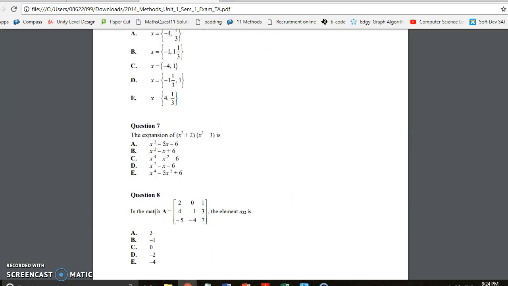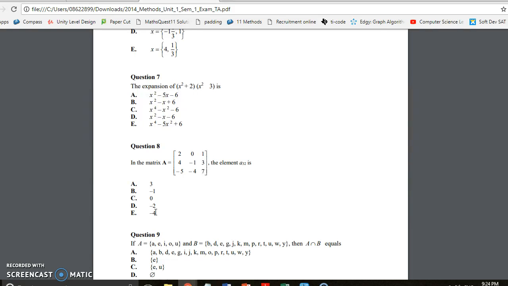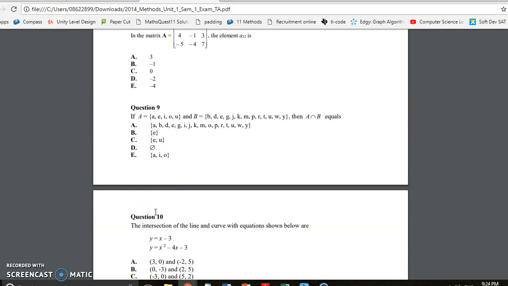Let's see. Skipping questions 7 and 8, we're going on to 9. We're told A is {a, e, i, o, u}, the vowels in the English alphabet, and then B just looks like some other random numbers. We want A intersecting with B, so we're after the overlap, what occurs in both of them. We know these are the vowels, a, e, i, o, u, so we're looking at a, e, i, o, u here. E and U, there we go, that's what it is, and we've got nothing else there.